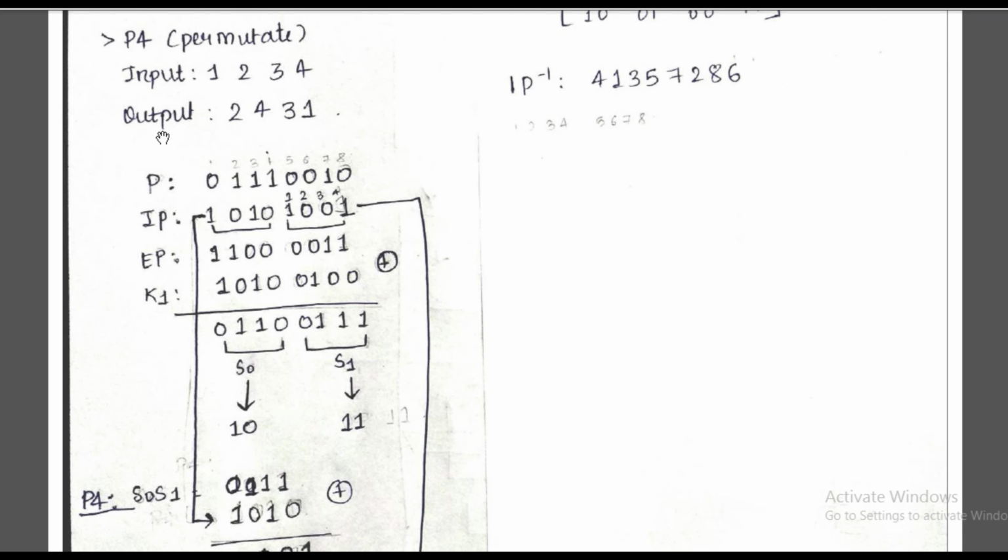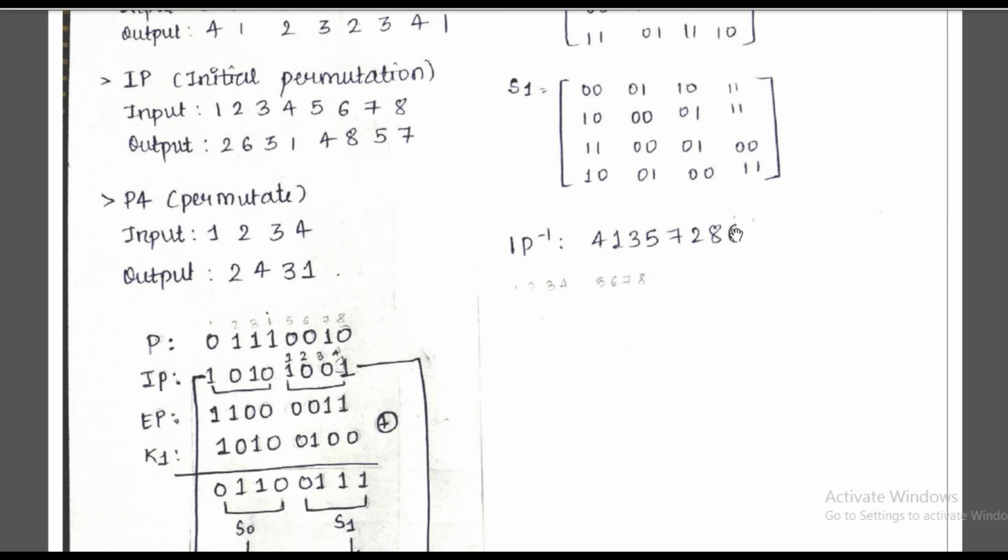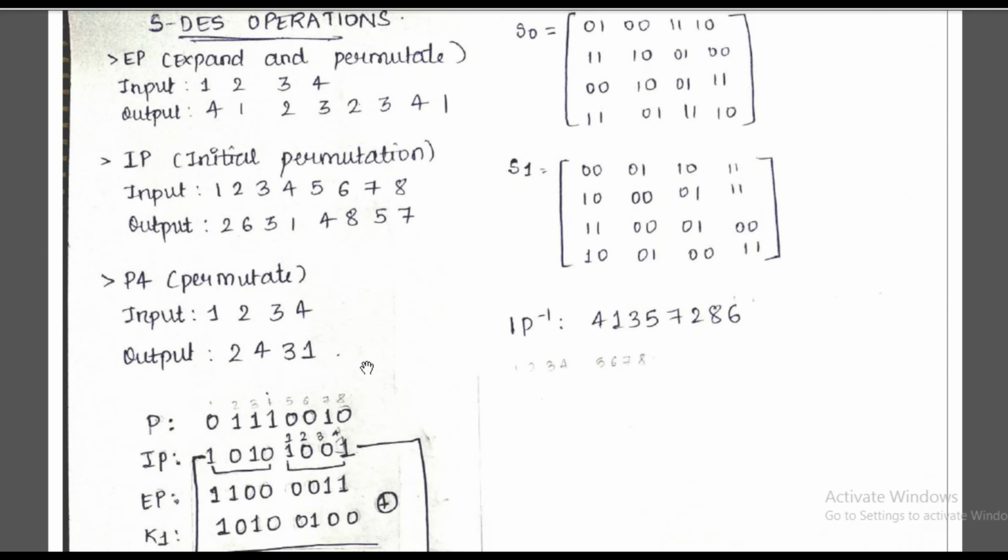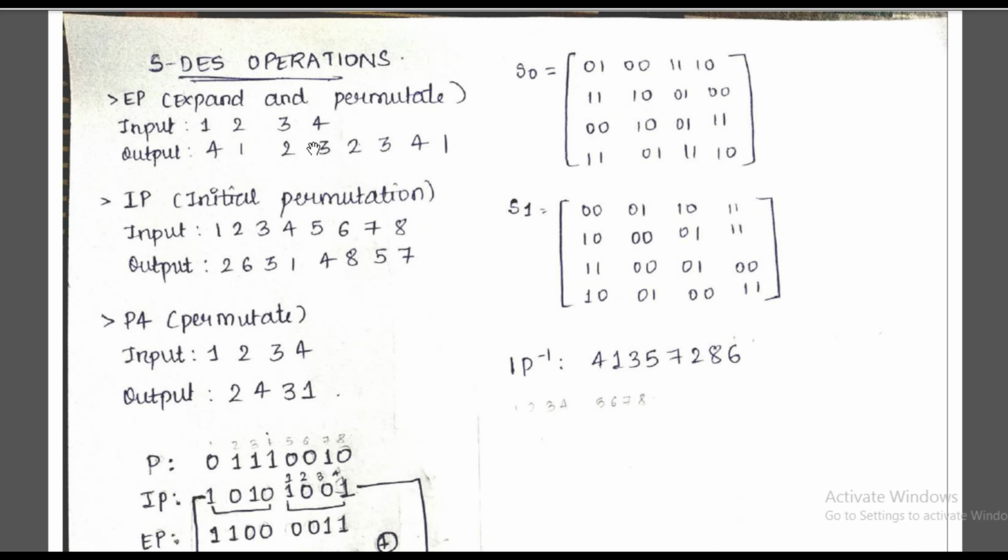Once again we need to perform the same steps, except that the key which you provide here should be key 2. After performing the entire operation you will get one more number, and after you get this number you need to perform the IP inverse, and the IP inverse order is this, and after you do that you'll get the ciphertext. So this is the way in which you perform the SDES encryption.